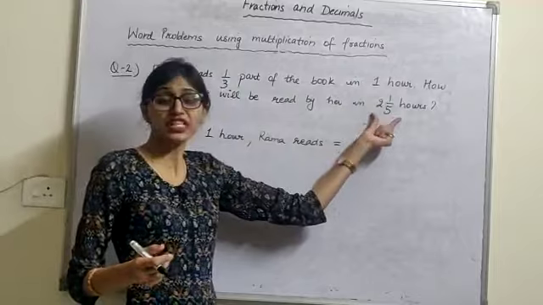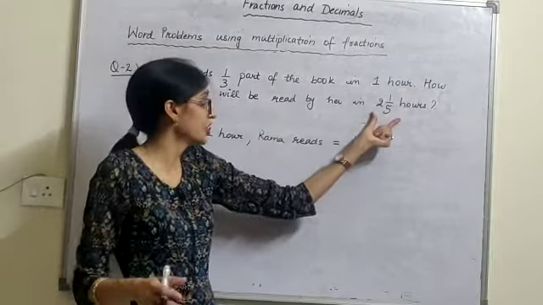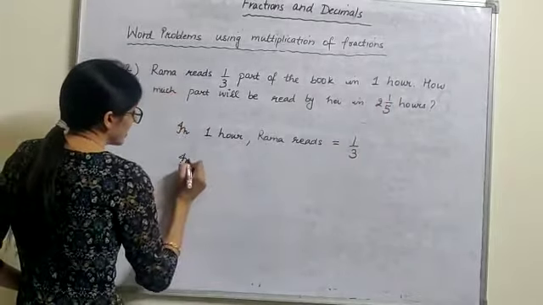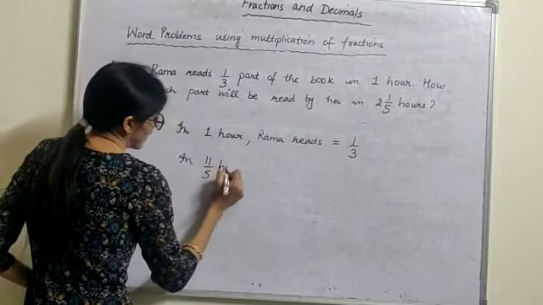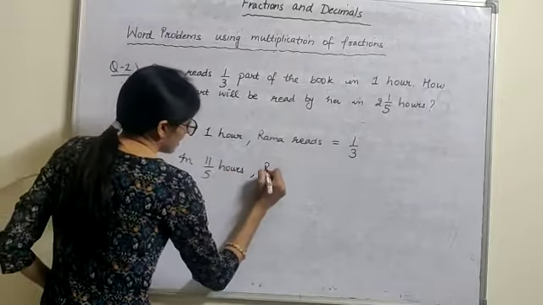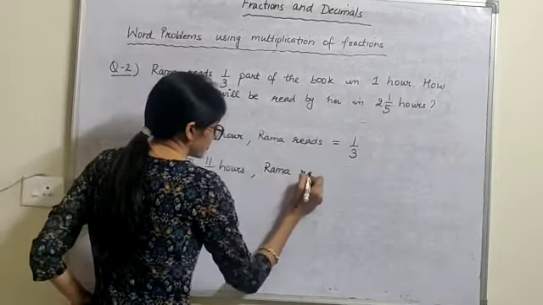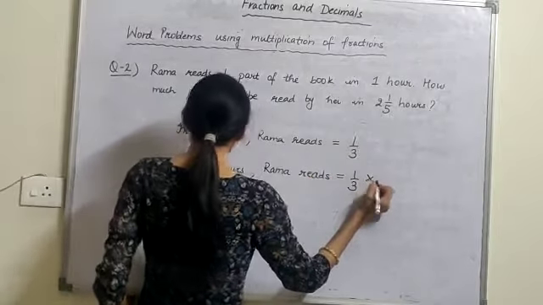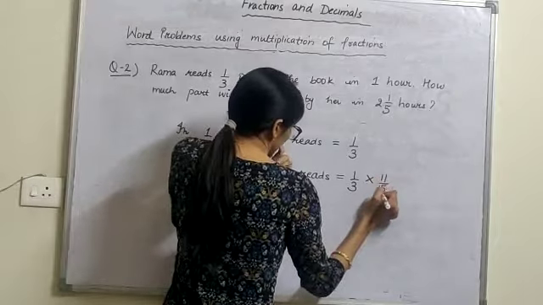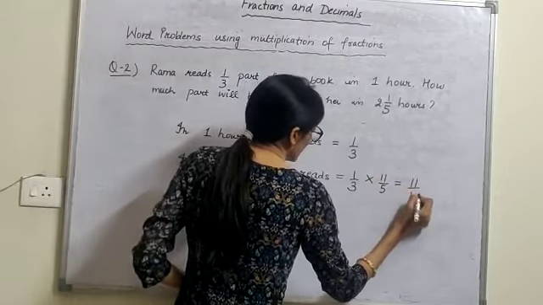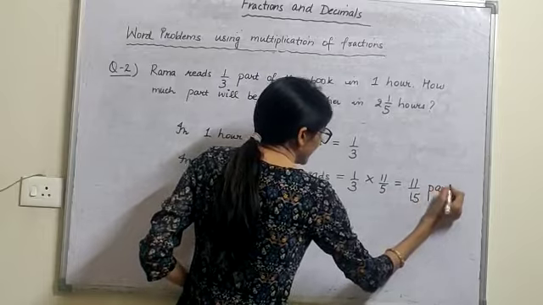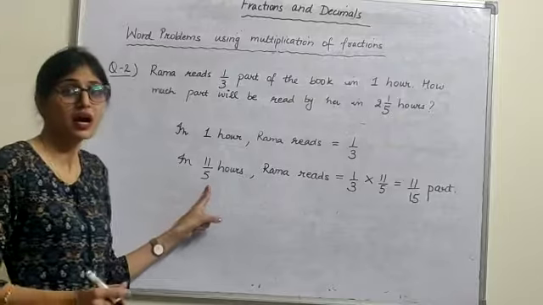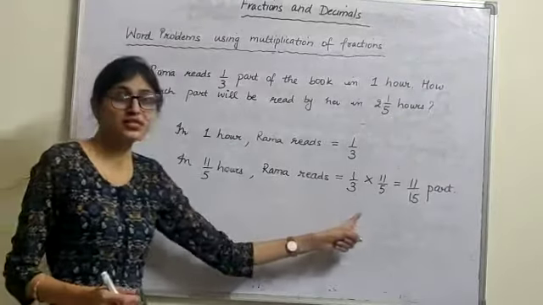First we convert this mixed fraction into an improper fraction. 5 2s are 10, 10 plus 1, 11. So in 11 by 5 hours, what we will do? Multiply 1 by 3 by 11 by 5, that is 11 by 15 part she will read in 11 by 5 hours. This is the answer to this question.